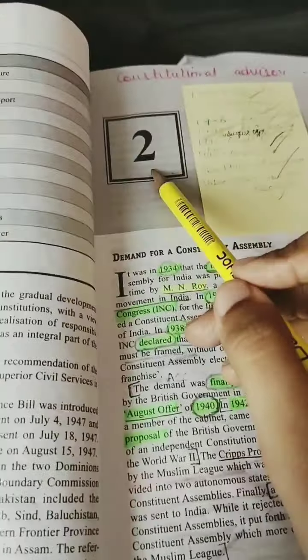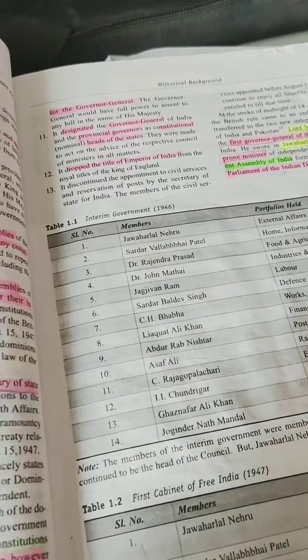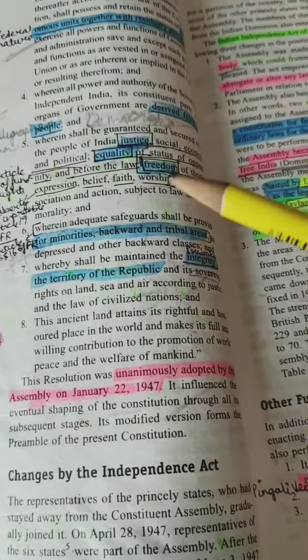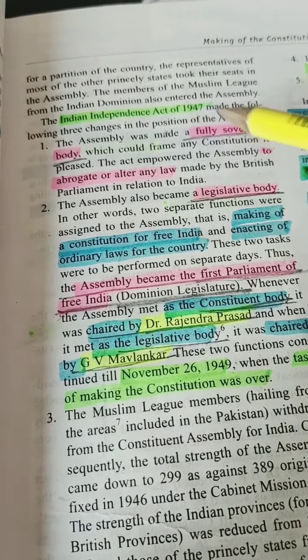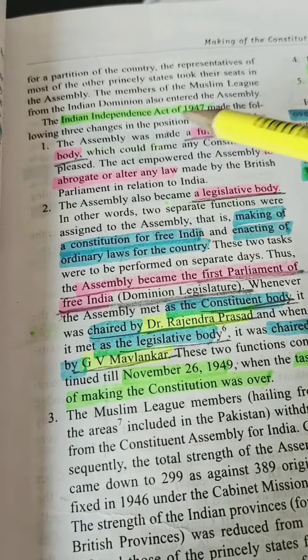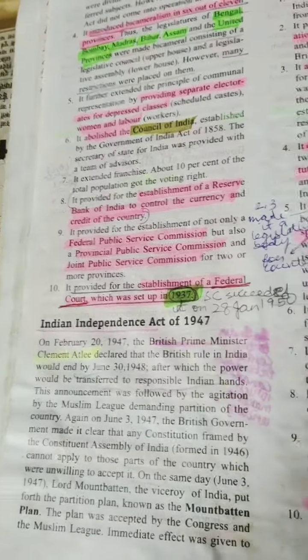and after which power would be transferred to responsible Indian hands, and all of these features were mentioned, which we will go through when we actually study chapter 1 thoroughly. So what do we actually have to see? According to the Independence Act, a lot of changes had been made, and all these points are given here. Let's quickly go through them. The assembly was made a fully sovereign body, and thus the act empowered the assembly to abrogate or alter any law which was made by the British Parliament in relation to India, which is a feature of this Independence Act of 1947 given by Clement Attlee.